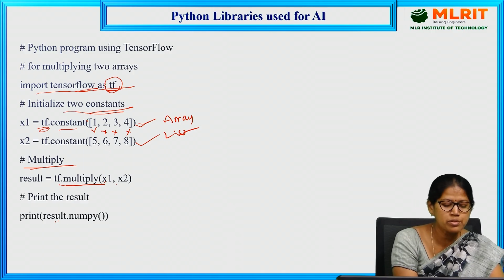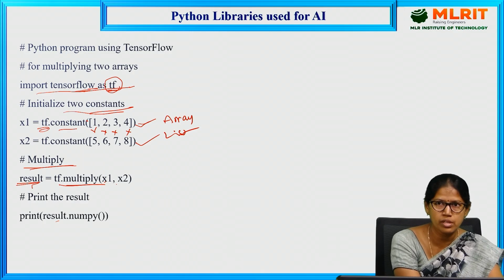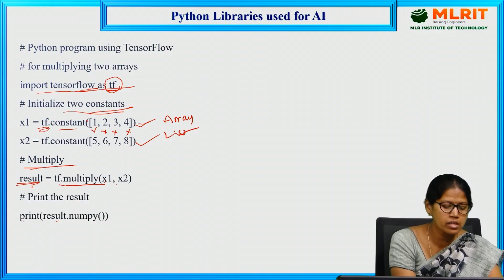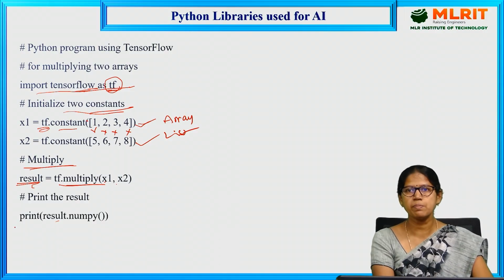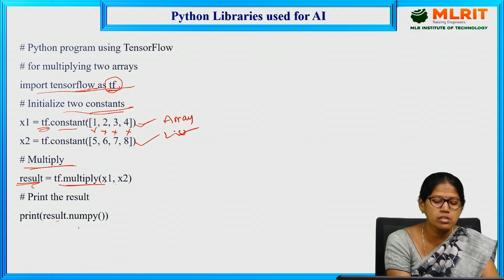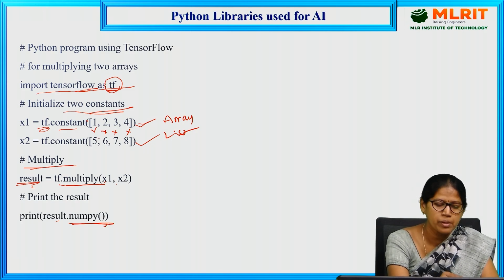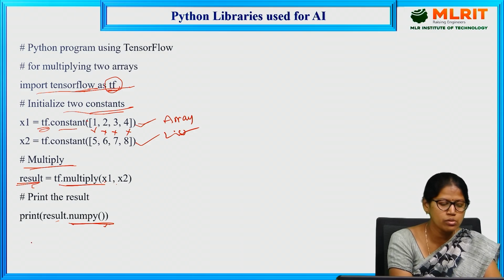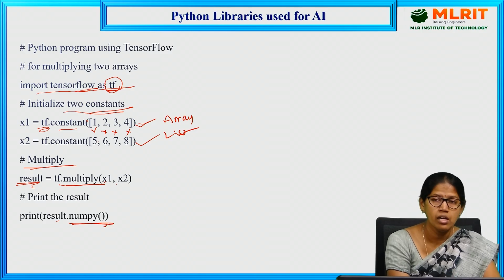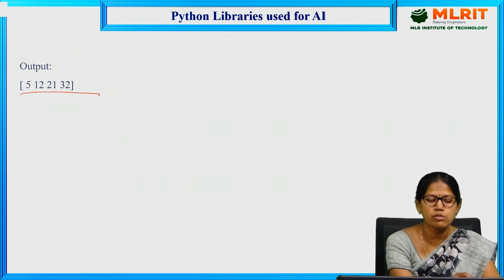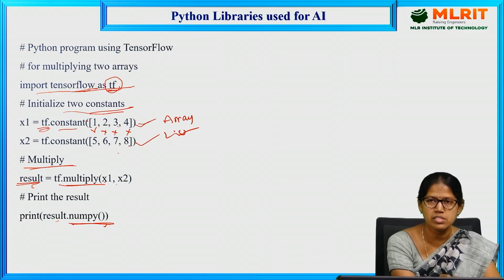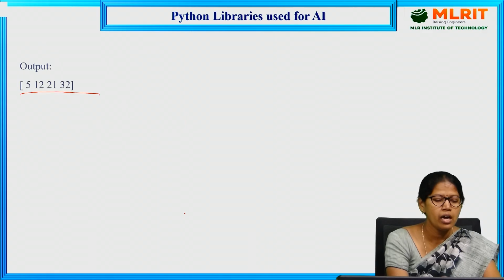Later it will produce the result. That result is stored in the result variable, and we are printing that result. If you write the same print result, then it will be displayed in the form of a tensor, but we want it in the form of an array or list. So we are using the NumPy method here. It will perform the multiplication, 1 into 5, 5, 2 into 6, 12, like that. After that, it will convert into a list or array, then display the output. This is the output: 5, 12, 21, 32, like that. It will print the array like this.